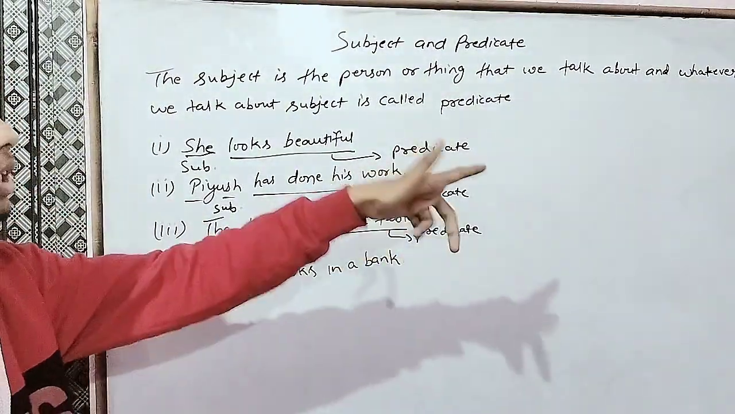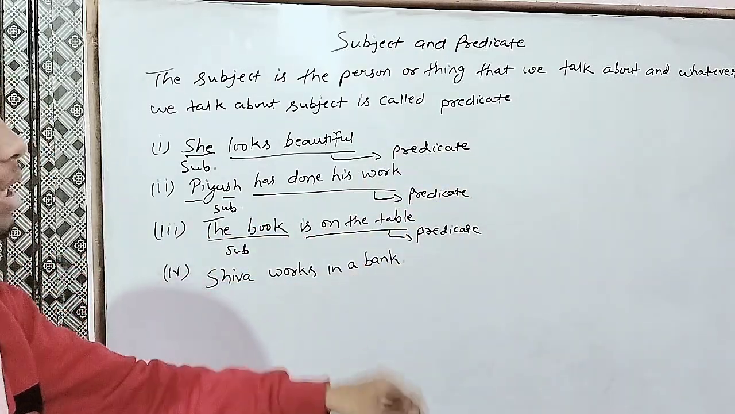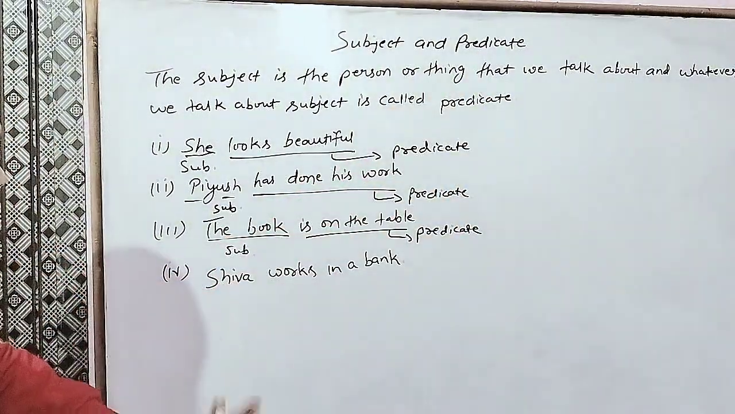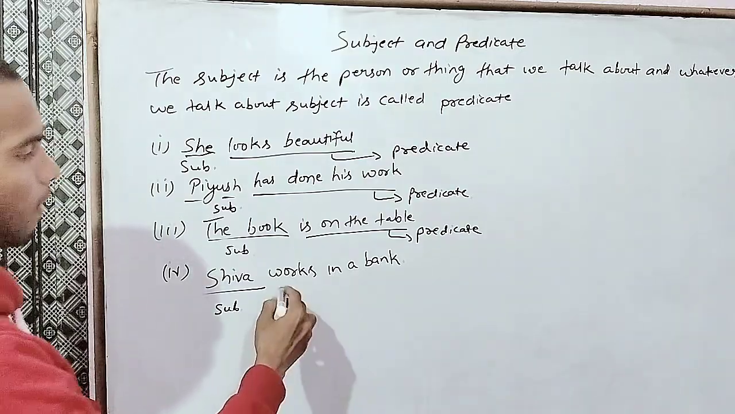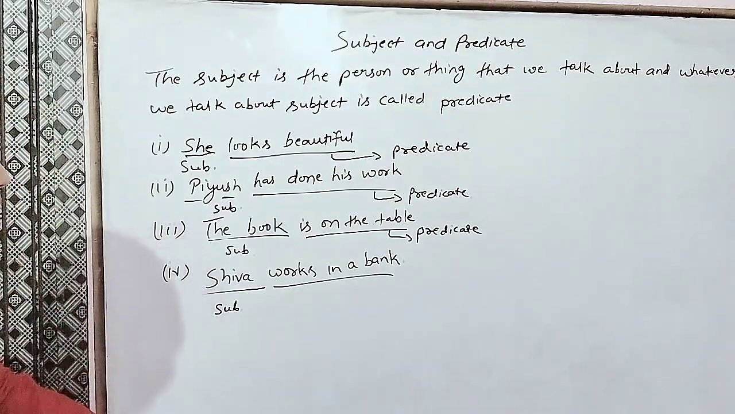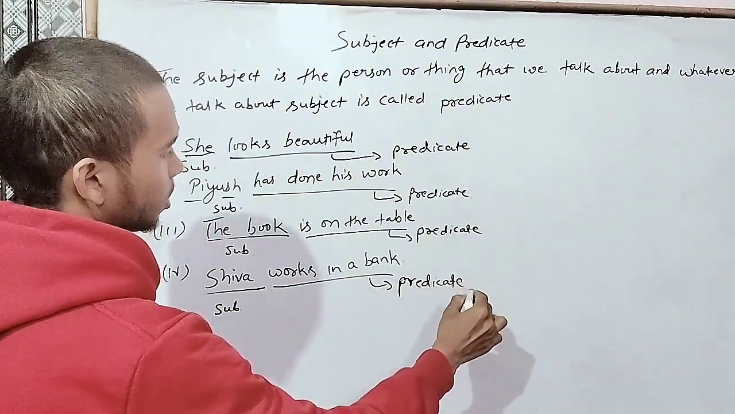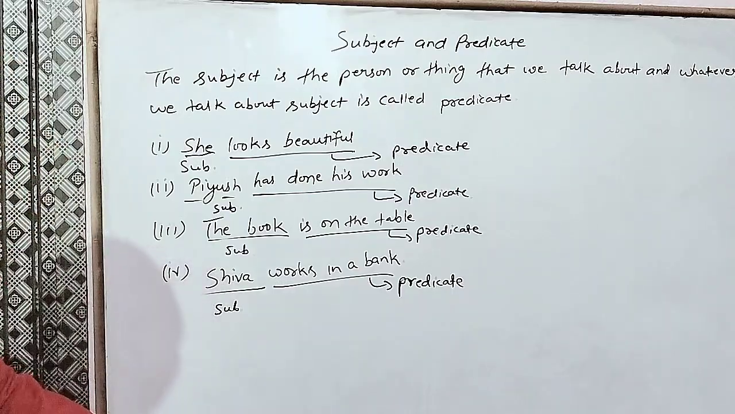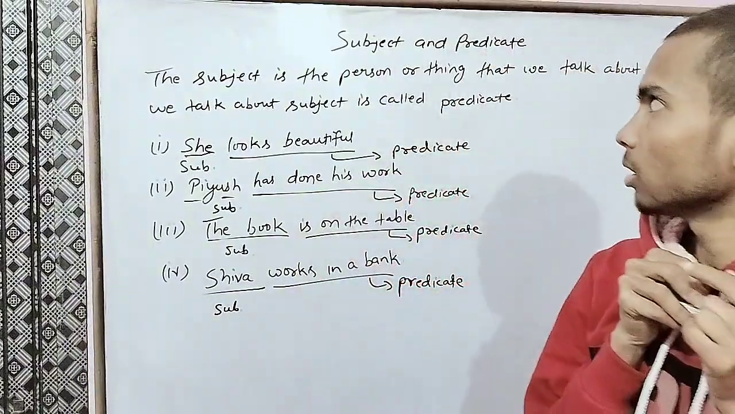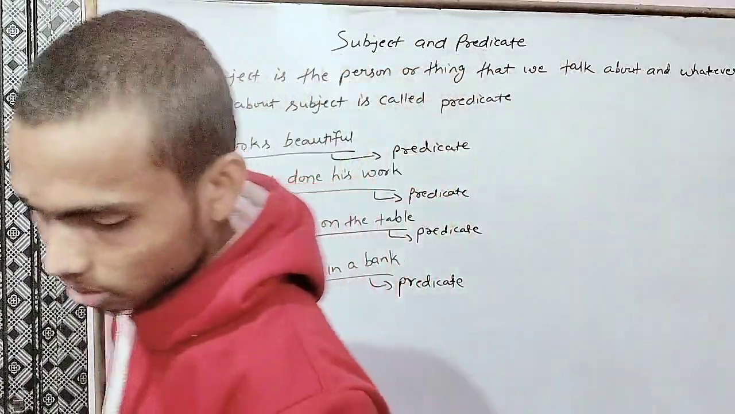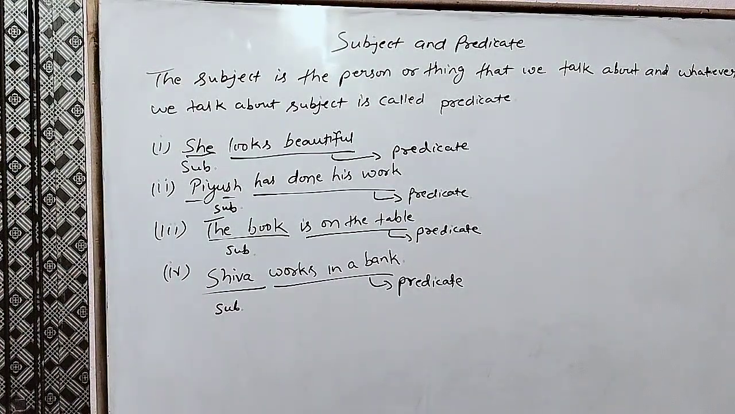The book is on the table. So is on the table is the predicate. Similarly, here Shiva is a person and the subject. Works in a bank is the predicate. So except the subject, whatever we have is known as predicate. Did you understand something from this slide?